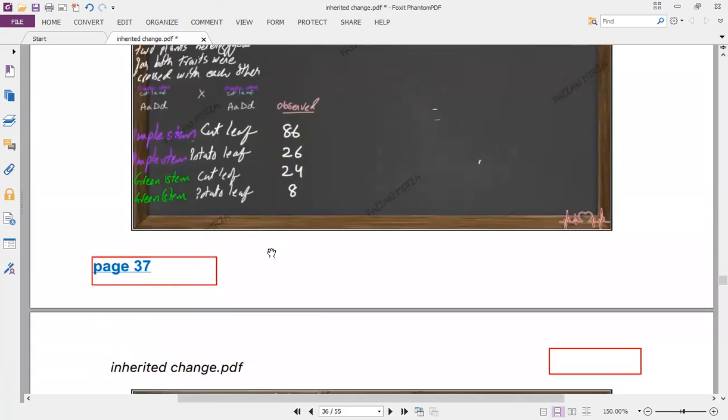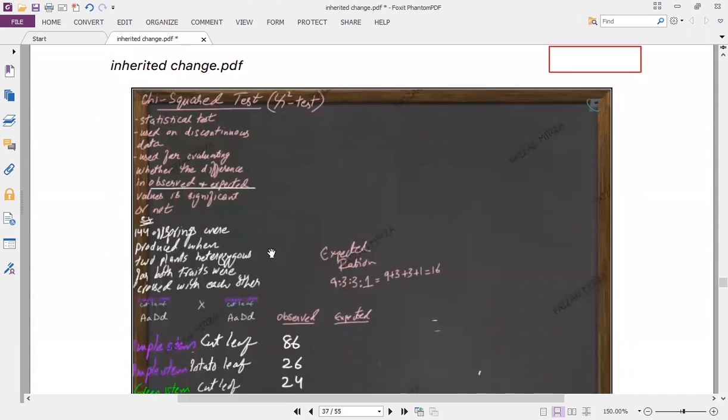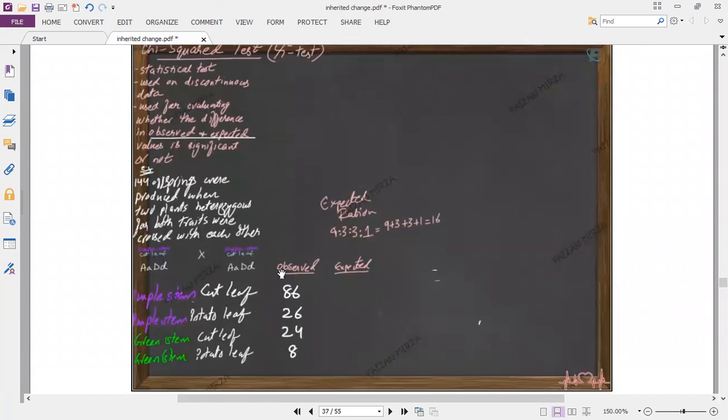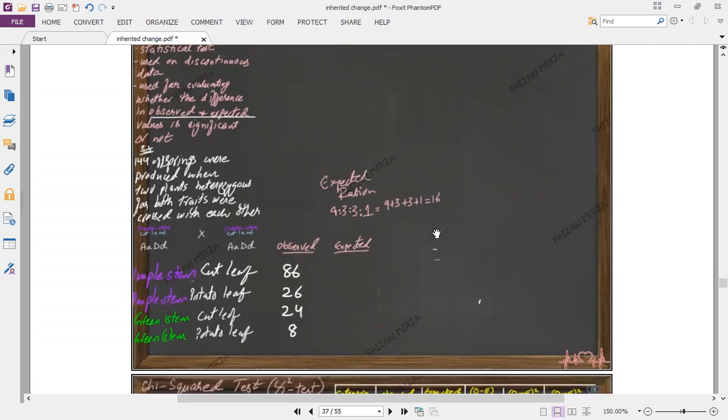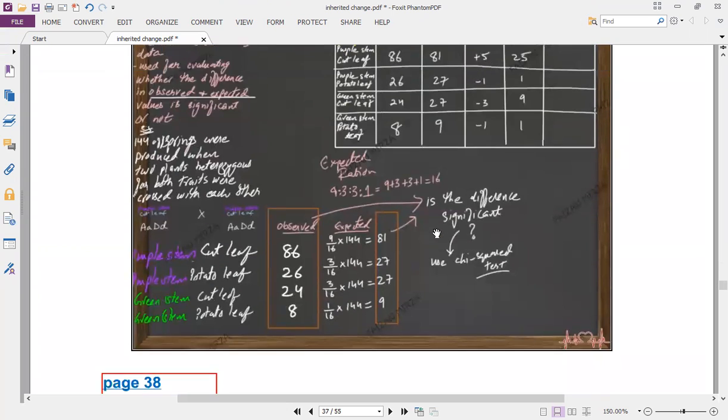You just have these organisms growing, and then you count them, and when you counted them, this is what the values came out to be. Your expected ratio was 9 is to 3 is to 3 is to 1 for such a cross. And when you add the values of 9:3:3:1 together, you get 16. So for our expected values, we'll calculate this using the 144 offspring with the ratio of 9:3:3:1 using the 16 value.